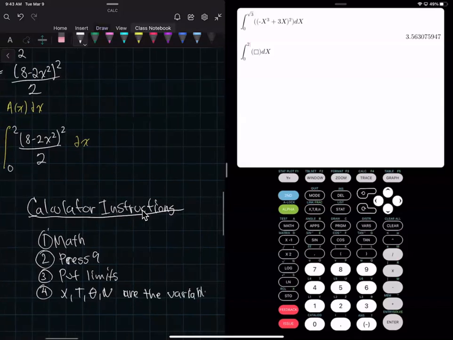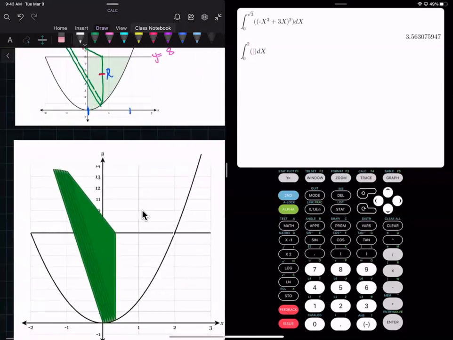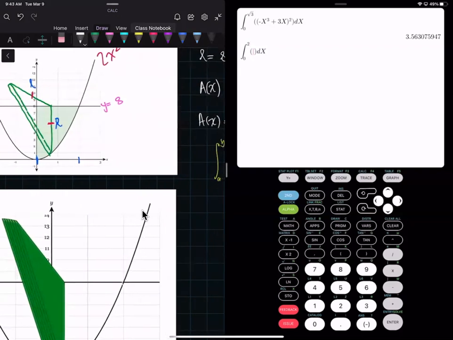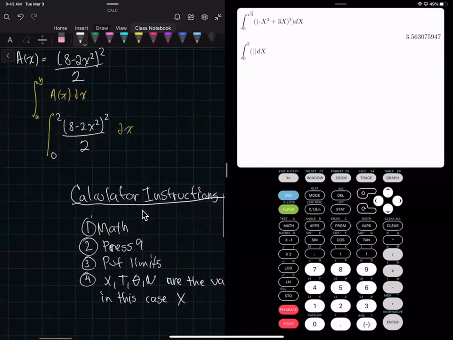In this case, x. All right, so yes, we're just focusing on the green shaded parts. We're only focusing on the green shaded parts because that's the area that's bounded. So they already give you the area that's bounded, basically. All right, so where was I?